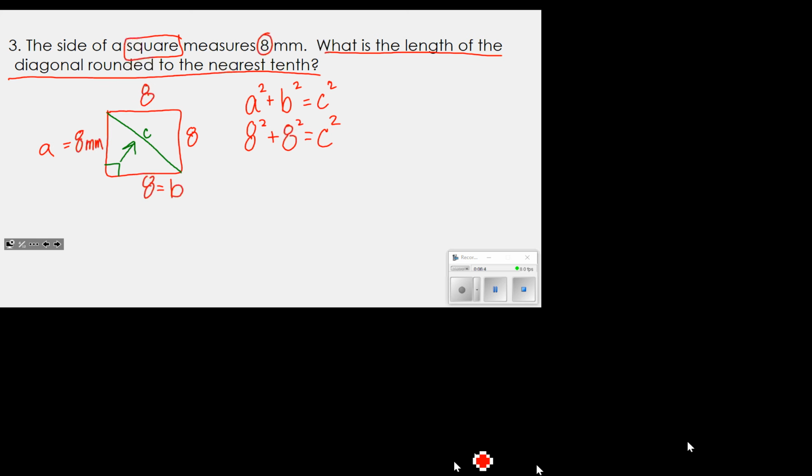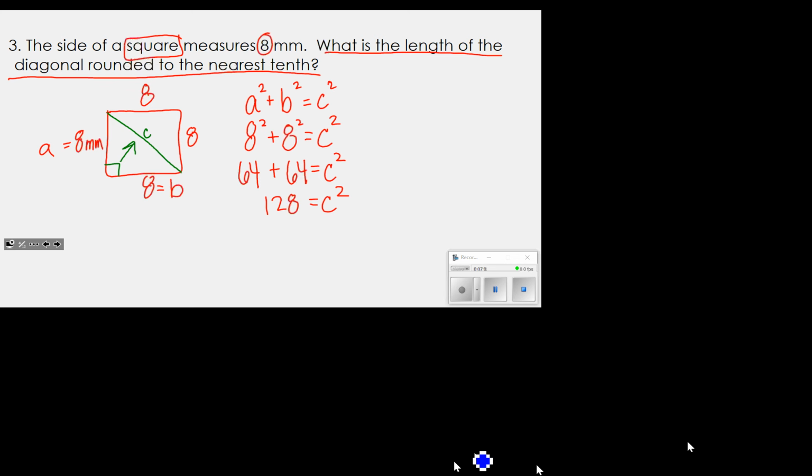And I do the multiplication. So 8 squared means 8 times 8, and that's 64. We have another one, so we'll do it again. And now 64 plus 64 is 128, and that's C squared. So that's the area of the square off of side C, but we're not looking for that. We're looking for the length.